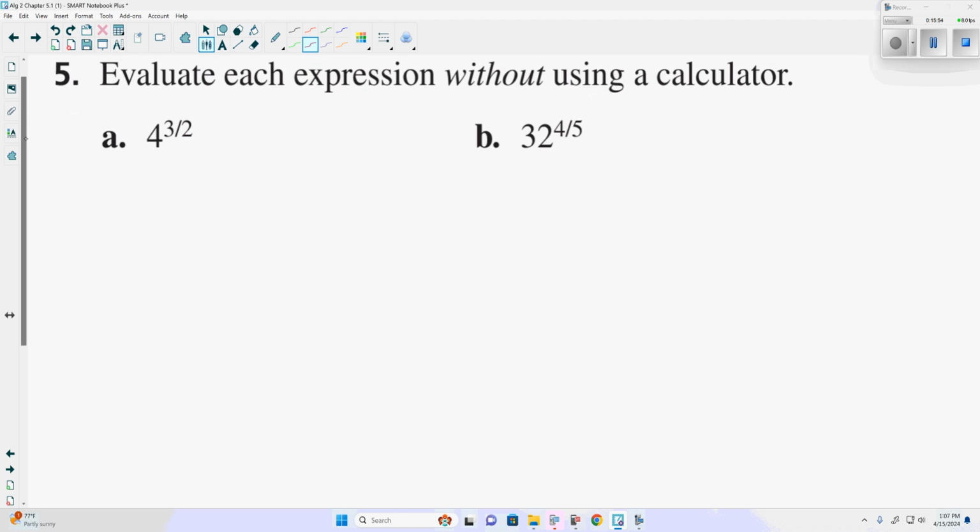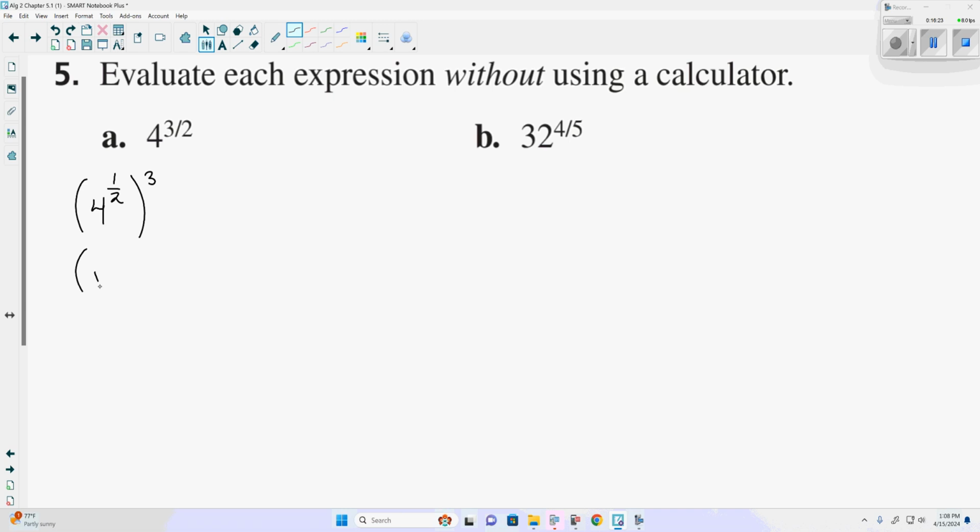We're going to skip that one and we're going to look at these here. Evaluate each expression without using a calculator. What that really means is that these are going to work out nicely. Four to the 3 halves. And again, we can do this in different ways because we can do it like we've been doing and say that this is 4 to the 1/2 cubed.